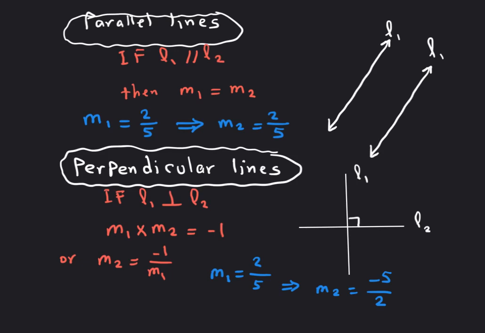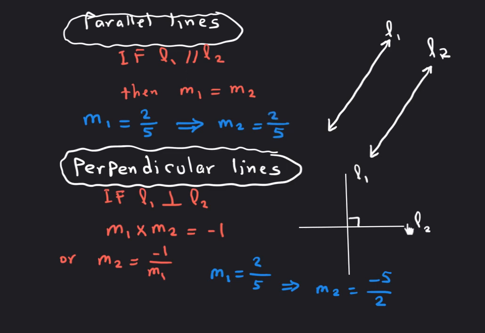You should know that if you have parallel lines L1 and L2, then they have the same gradient. So M1 equals M2. For example, if the gradient of the first line is 2 over 5, the gradient of the second line is 2 over 5.